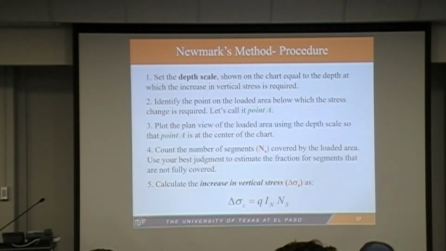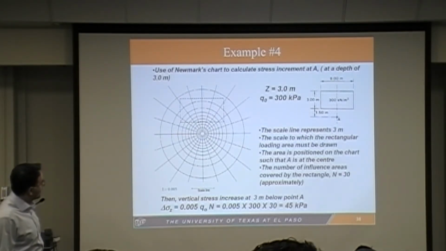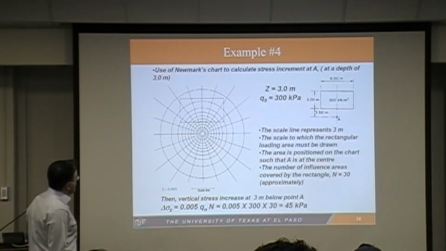You have a q, which is typically given, you have I, you read it from the chart, and you determine that value there. So let's quickly solve a numerical example. Hopefully that will help things fall in place a little bit better. Use of Newmark's chart to calculate the stress increment at point A at a depth of 3 meters.